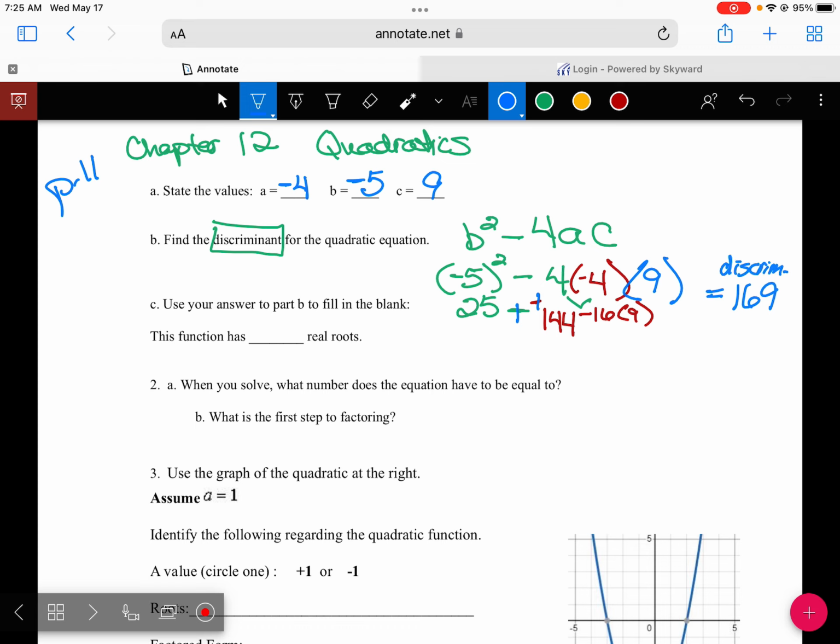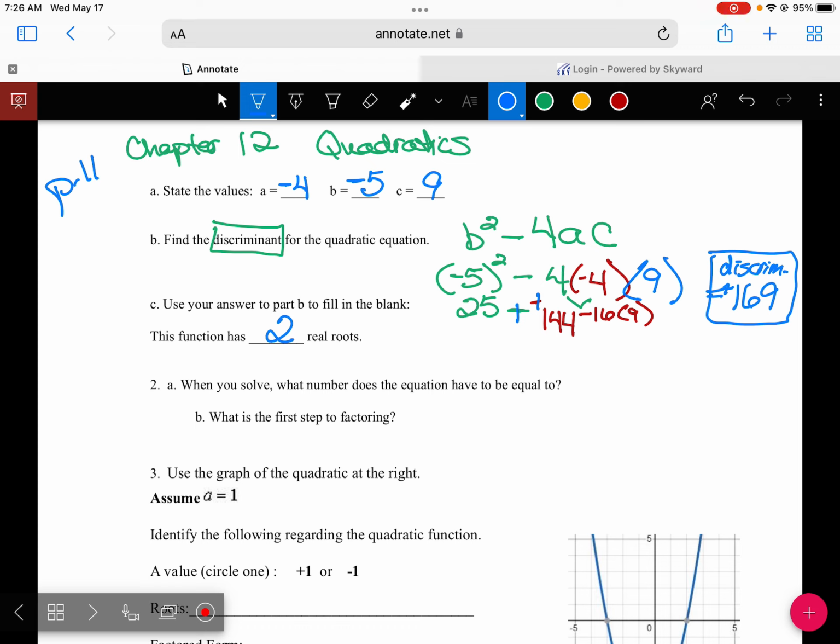Now, if you remember, when you look at the discriminant, if it is positive, that means you have a certain number of real roots. If it was equal to 0, that meant you had a certain number of real roots. And if it was negative. So this is positive. Does anybody remember how many roots? 2. Very good. Anytime that is positive, you're going to have 2 real roots. Okay? Any questions about that first problem? I saw some people giving it the side eye. Yes?